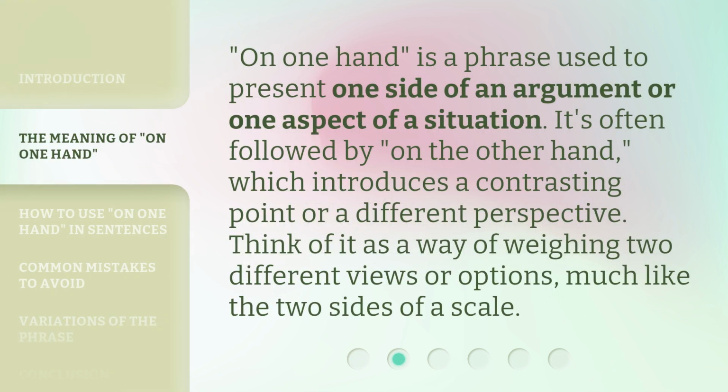"On one hand" is a phrase used to present one side of an argument or one aspect of a situation. It's often followed by "on the other hand," which introduces a contrasting point or a different perspective. Think of it as a way of weighing two different views or options, much like the two sides of a scale.